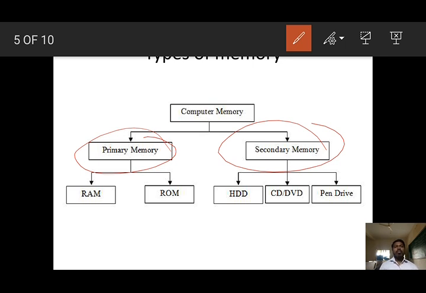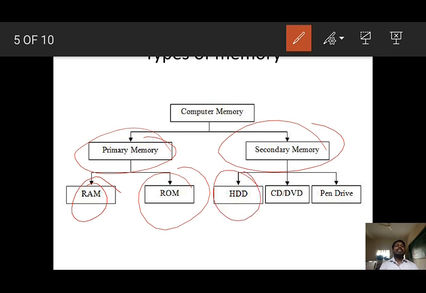The primary memory is further divided into two types, RAM and ROM. Random access memory and ROM, read only memory. Understand? The secondary memory we can divide into a number of parts, but in your PU board first PUC textbook, they have given only three. This flowchart is taken from the first PUC textbook.